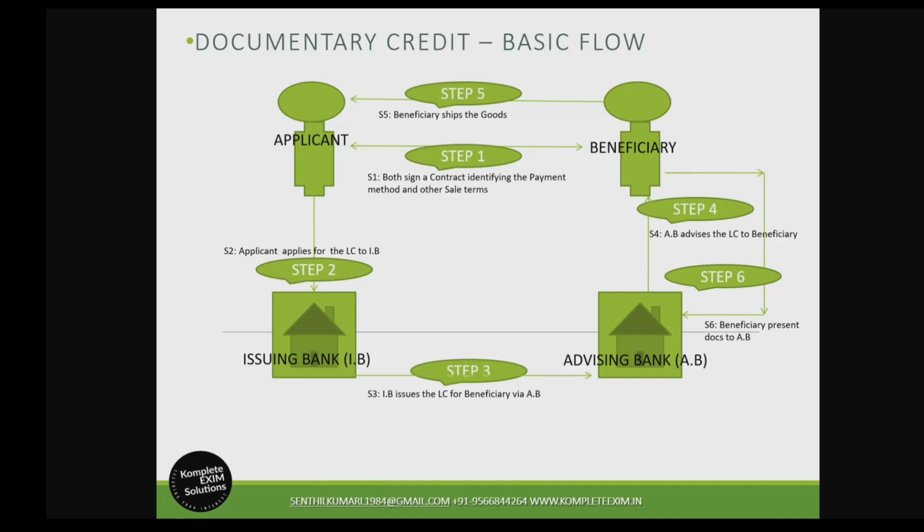And if there is an amendment, say for example, the beneficiary may want to change some condition. In this case, the beneficiary will tell the applicant to initiate the amendment request. Once the amendment request initiation is done, the issuing bank will first decide whether the amendment can be issued or not. Once it is satisfied, the amendment will be issued.